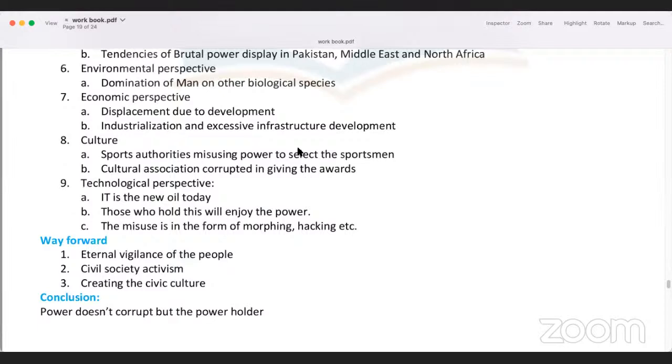The misuse of this power is always possible, and then you have to talk about a way forward. After giving the way forward, conclude. The way forward is that the eternal vigilance of the people will be the source of protecting their liberties and preventing the misuse of power. People have to be vigilant every time. Civil society activism, creating a civic culture among the people. What is a civic culture? Civic culture means a culture to respect each other, not to dominate others.